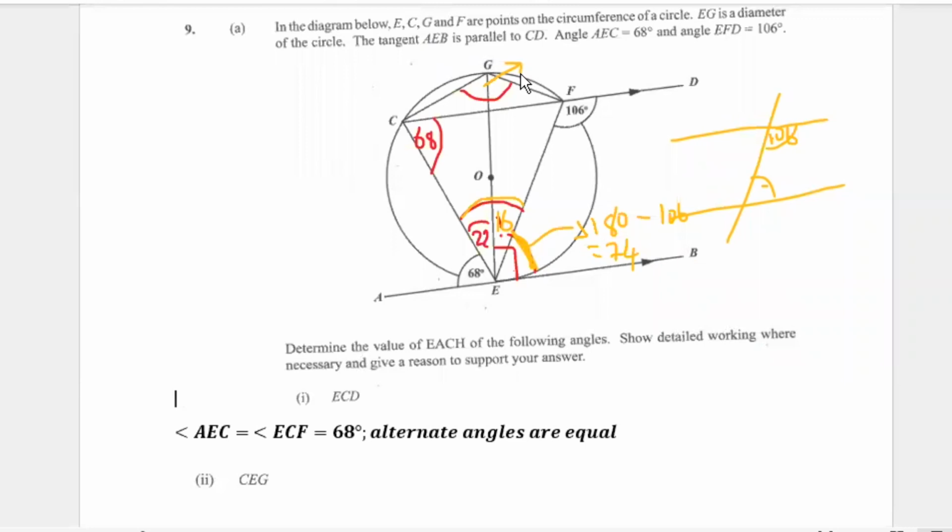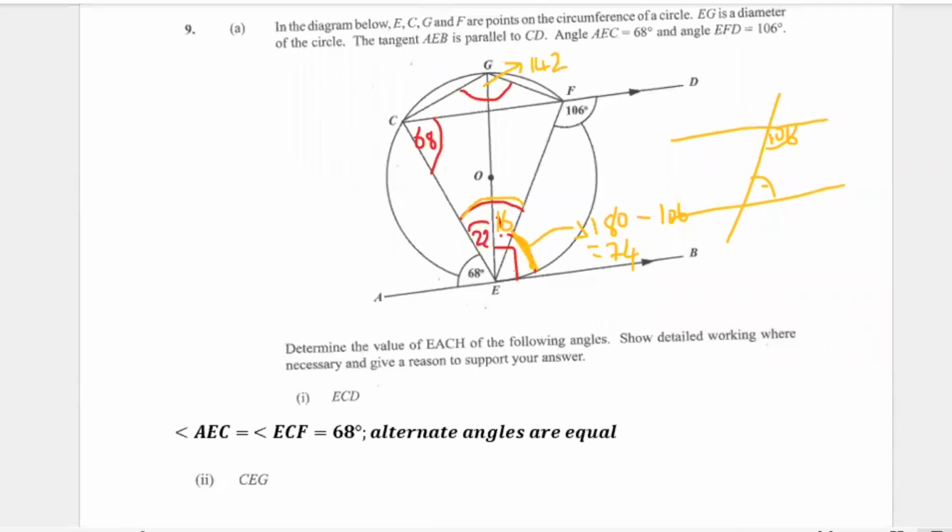142. Very good, Ariane. So this would be equal to 142 because remember, opposite angles in a cyclic quadrilateral are supplementary, meaning that they add up to 180. So this is 22 and 16. That accounts for 38 degrees. So it is 180 minus 38 degrees. That gives us the 142.